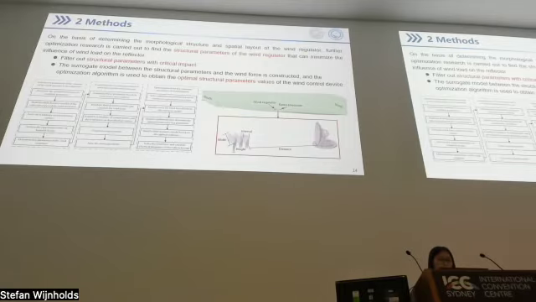First, filter out structure parameters with critical impact. Then the surrogate model between the structure parameters and the wind force is constructed. And the optimization algorithm is used to obtain the optimal structure parameter values of the wind control device.